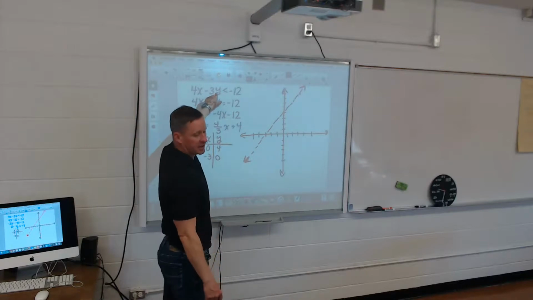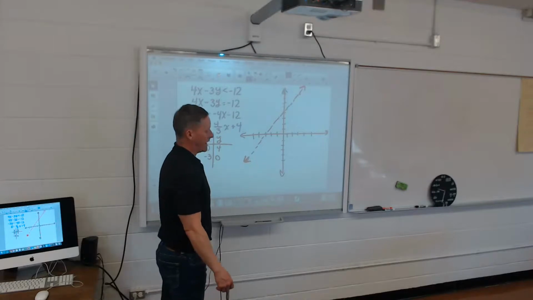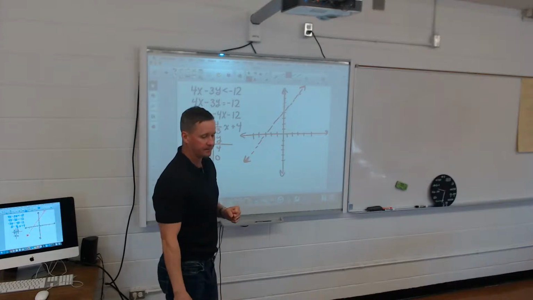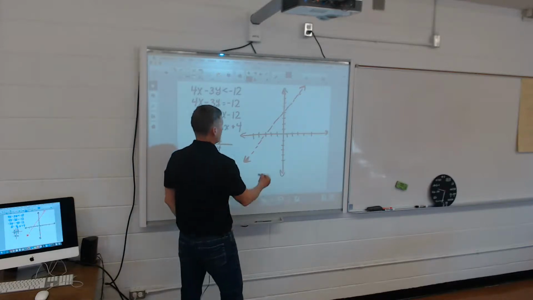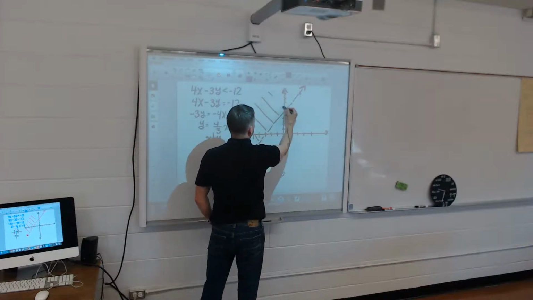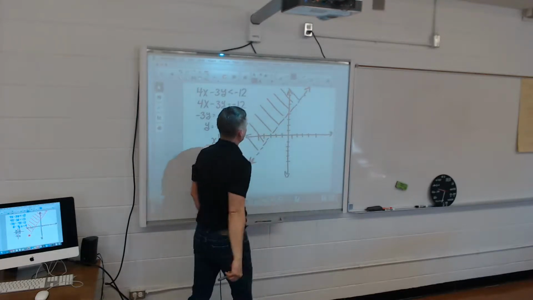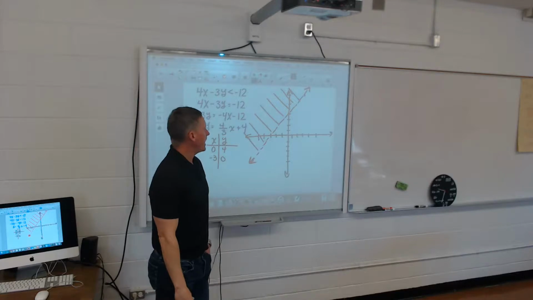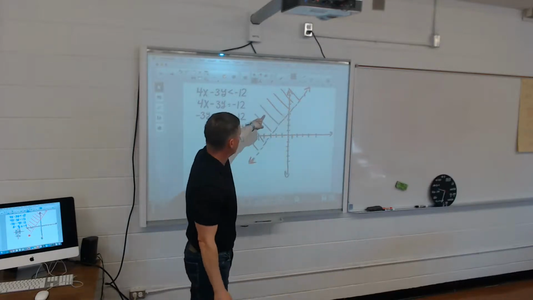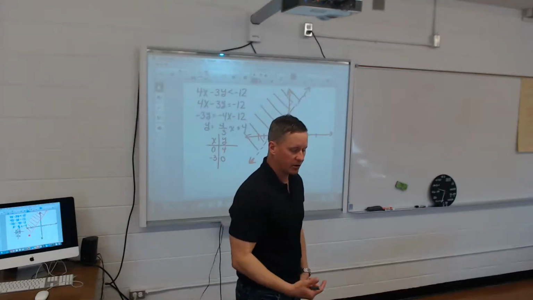0 subtract 0 is 0. Is 0 less than negative 12? The answer, of course, is no. So that's not a part of my solution. So my solution is up here. So I shade my region above that line, and then I would always select another coordinate in this area, and if I plug it into the equation, it would be true.